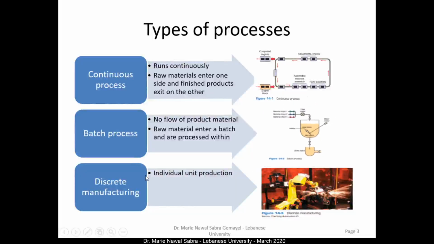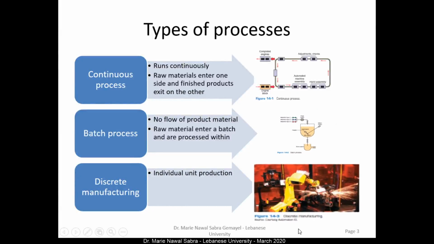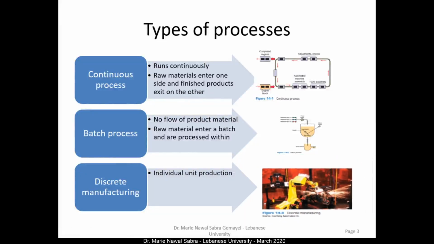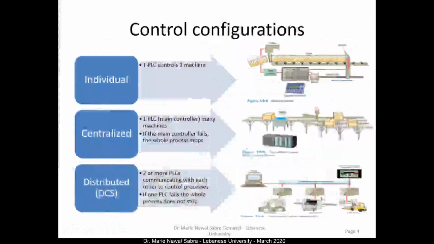In discrete manufacturing, this is an individual unit production. For example, in this image, we have a robot manufacturing an object. This process could take minutes to hours, but it is a one-by-one individual process, so it is a different objective from the other two. So any of these has a part in different control configurations.